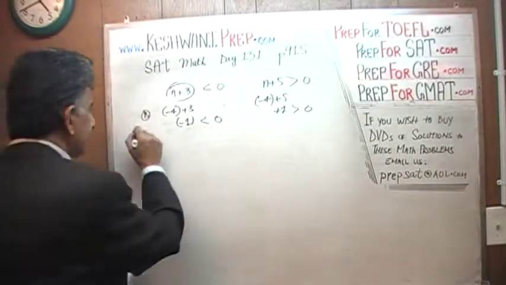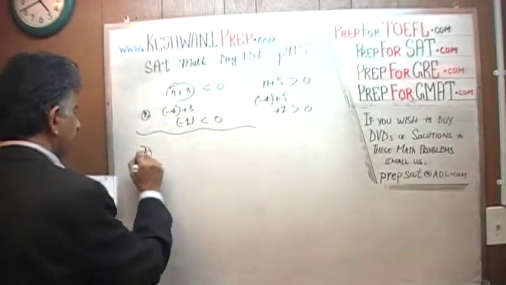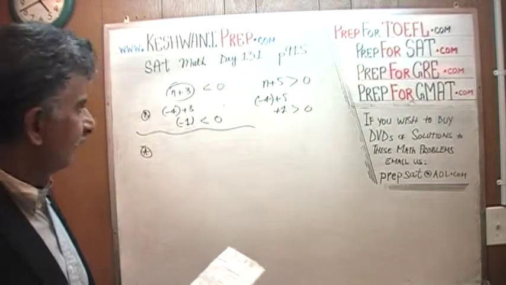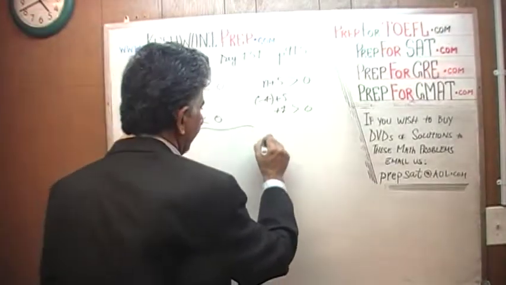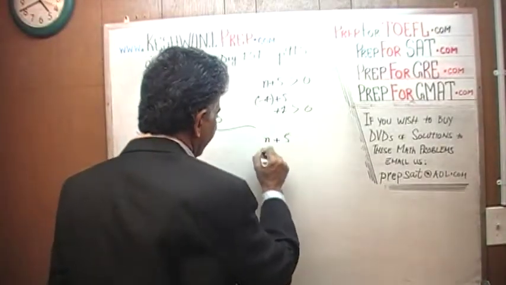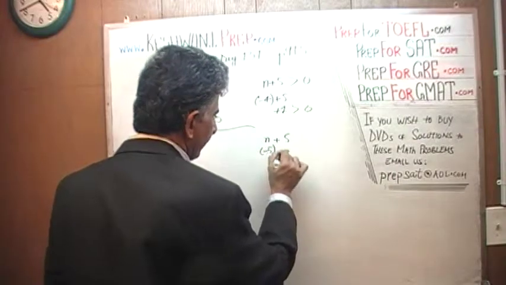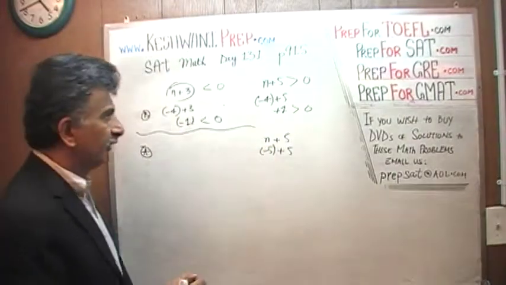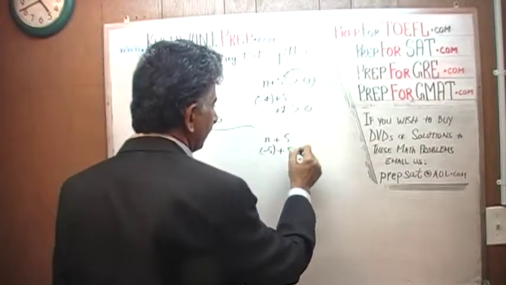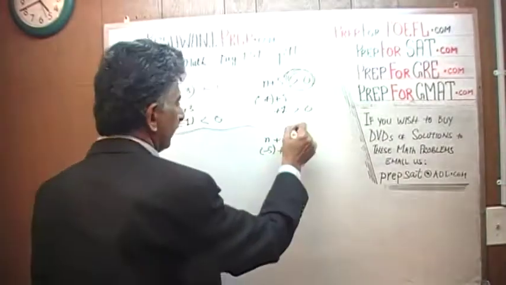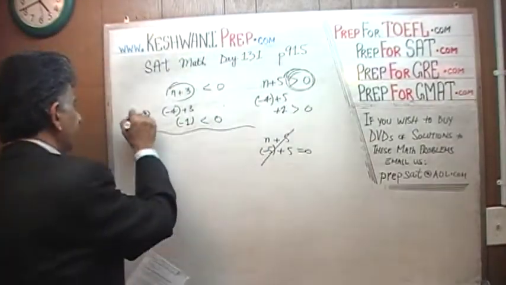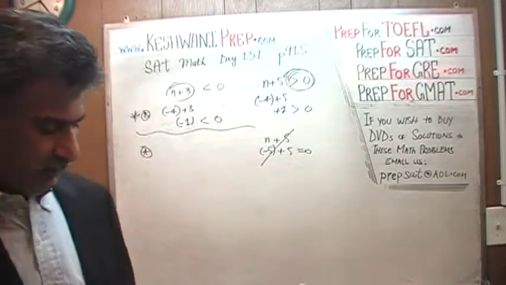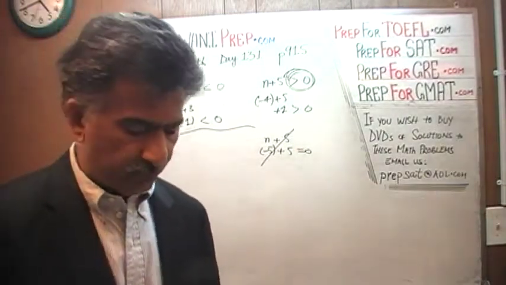What is wrong with A? What is wrong with A is that it's going to make this quantity equal to 0. A says n is negative 5. Well, if n is negative 5, plus 5 is going to be 0, but we are told that it is more than 0. It equals 0. It is not more than 0. That's why this is no good. The answer is B. The only value that works here is negative 4.